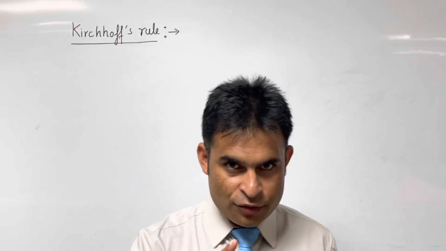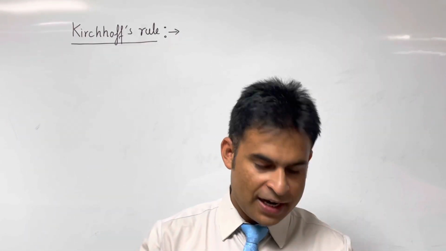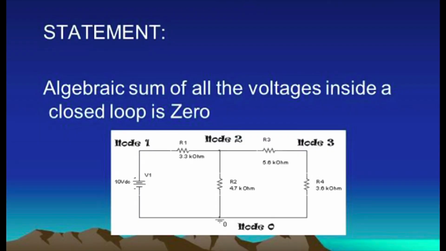Now the second rule by Kirchhoff. What was the second rule given by Kirchhoff? He told that in any electrical circuit loop, if you find the net potential, it will be zero.